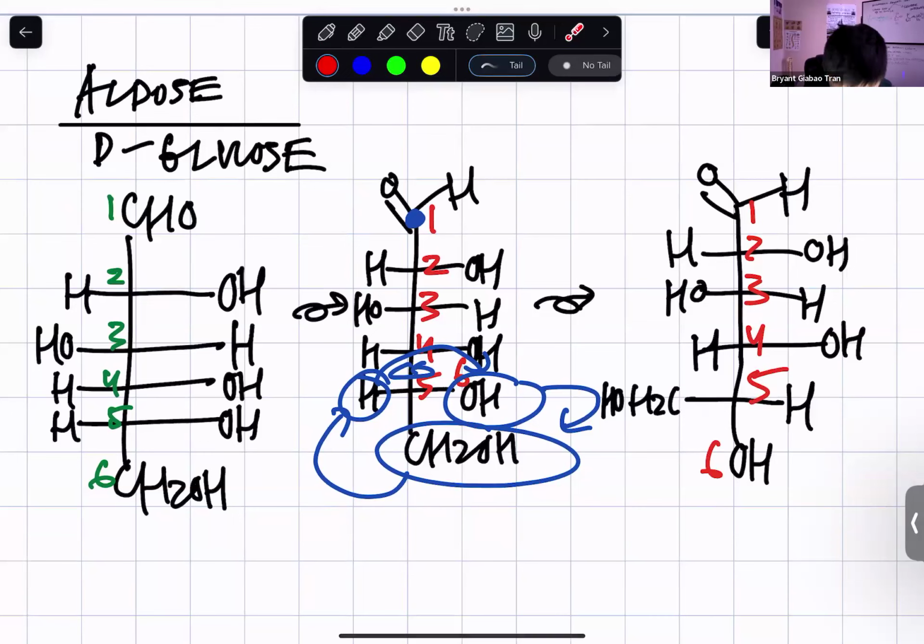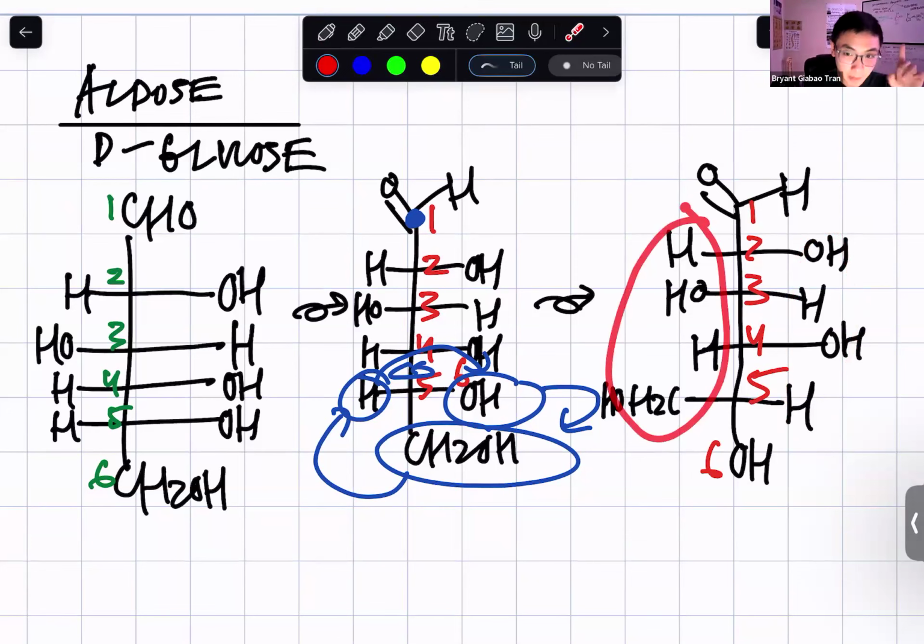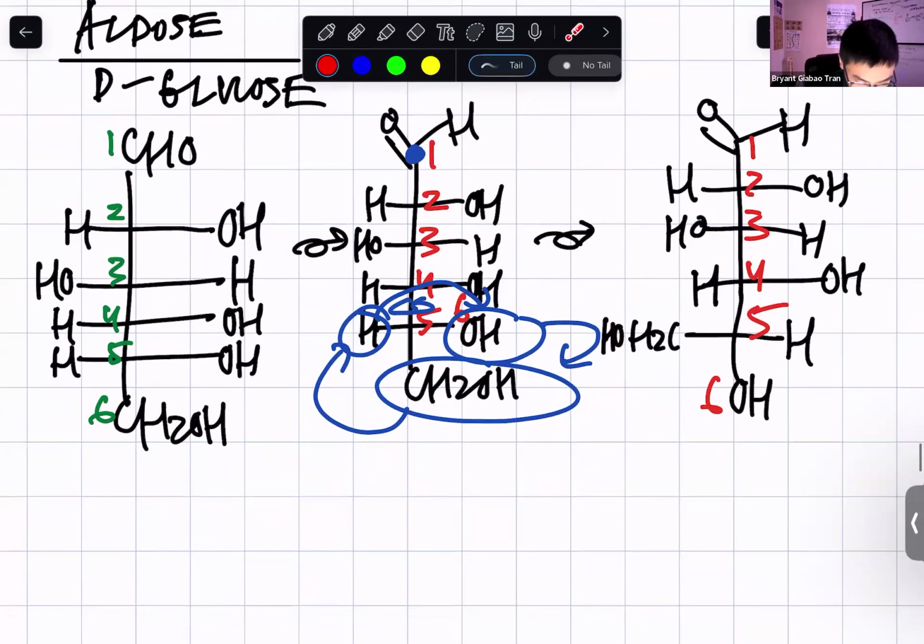And this is a thing that you have to know here, and I'll show you why. Everything on the right side of the Fischer projection is going to go down. Right? It's going to have a direction of going down. Everything on the left side of the Fischer projection is going to go up. And the way that this can make more sense is to think of my arm right here as the vertical line of the Fischer projection.